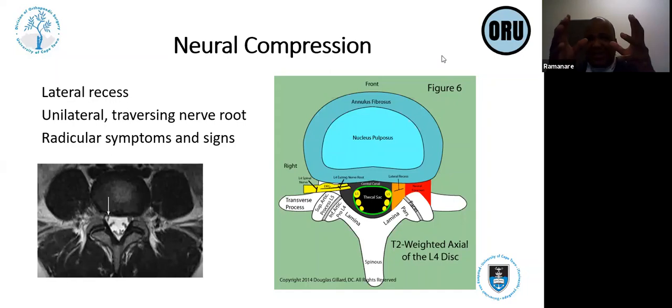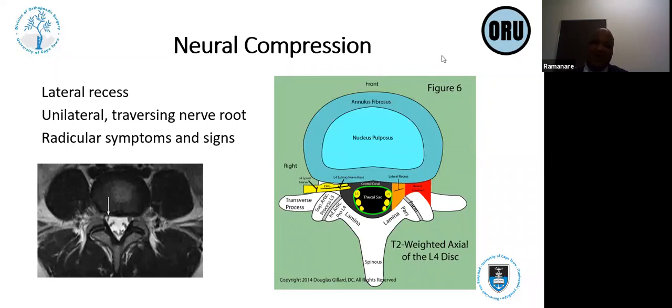Because if you look at the thecal sac and how it lies, as demonstrated by the drawn out picture, that L5 nerve root has already come out. How it lies in the spinal cord, it's already getting ready to come out of the L5S1 area. So it's already lateralized, and that's where it gets caught.